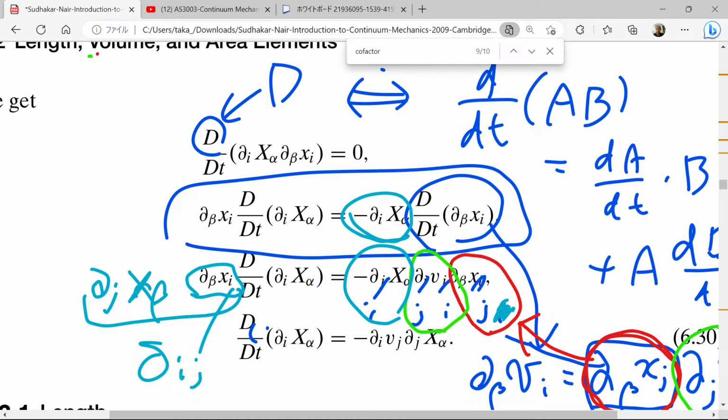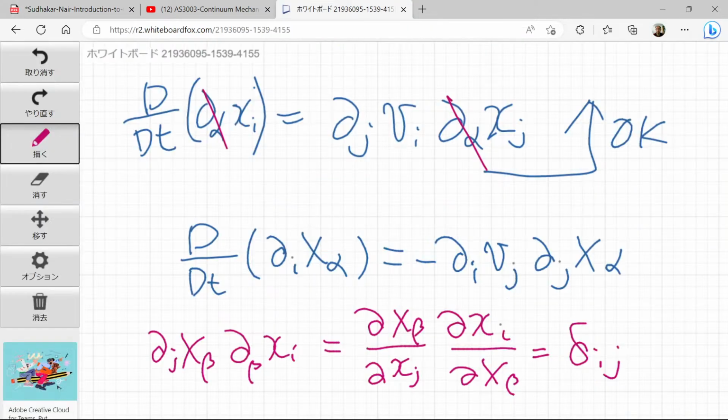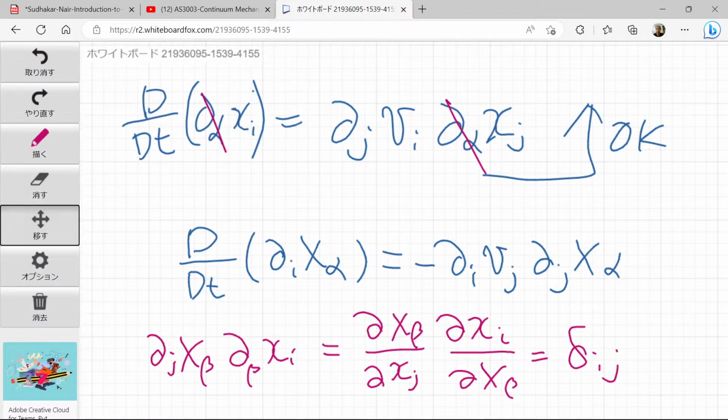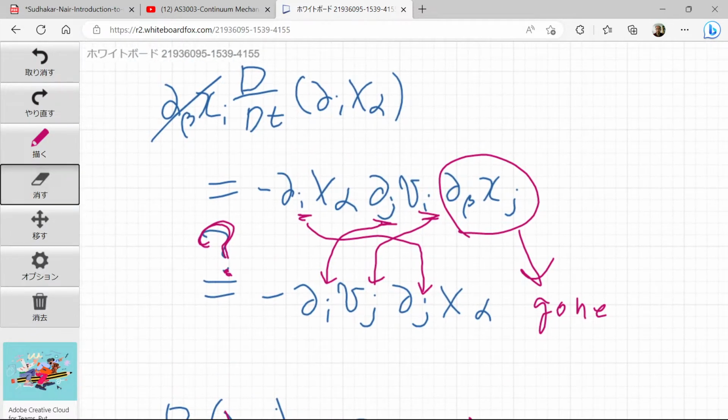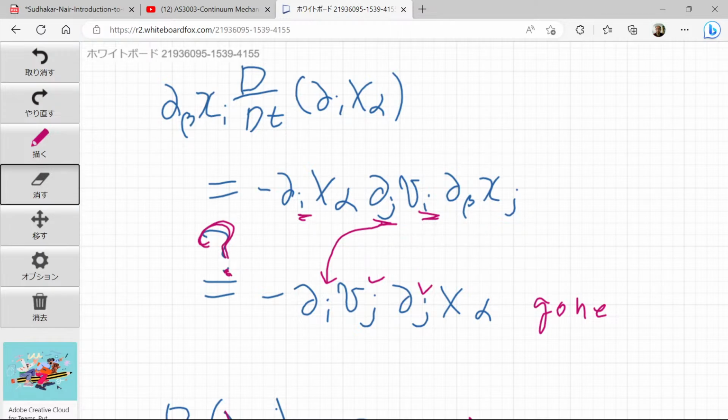So then you have summation on i. This i is changed to j. Okay, so then this guy becomes j. So this works, I think. So I think this works. So here we have something like this. Let me try.